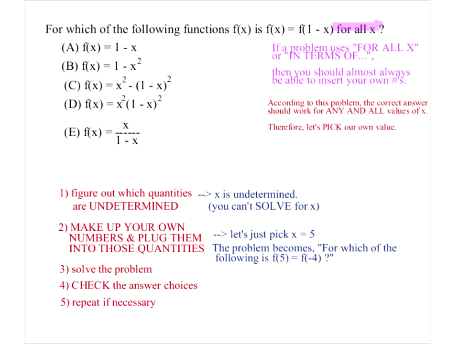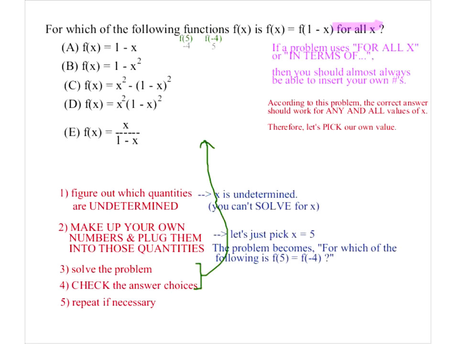Okay, let's move this along. Solve the problem and check the answer choices. In this case, solving the problem pretty much is checking the answer choices. So let's do that. Again, let's make a chart. It helps to stay organized. f of 5 is one of the things we're finding, and then f of -4. With choice A, f of 5 is -4 and f of -4 is 5. Those are not equal, so A is wrong.